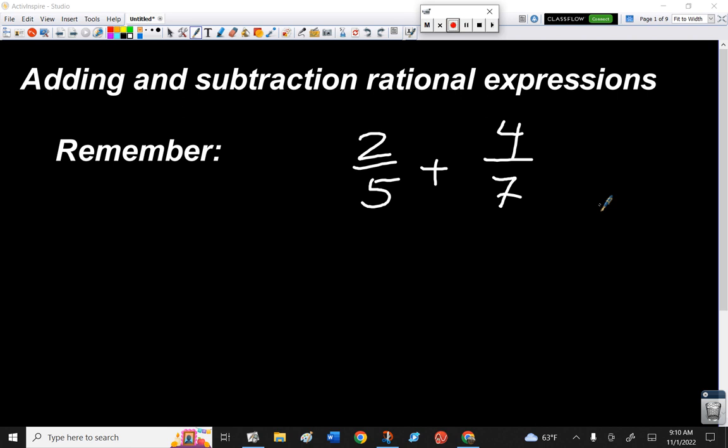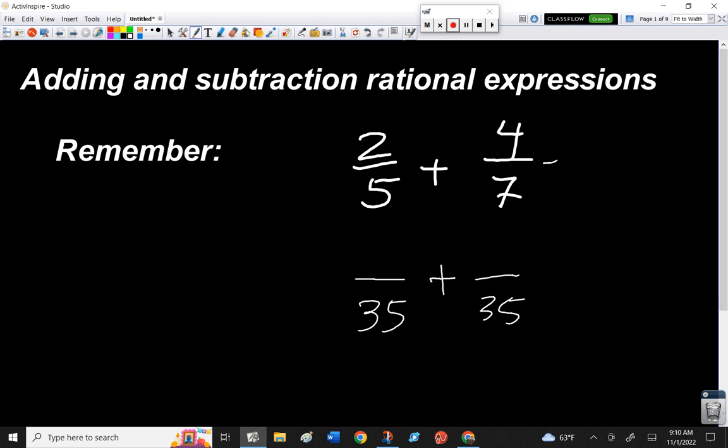Remember, ladies and gentlemen, when in elementary school you were asked to add fractions together, the teacher said we need to find the least common multiple between 5 and 7. In other words, what number can both 5 and 7 divide into, and what's the smallest number? That's a really hard concept for some students. Once you figure it out, 5 and 7 both have 35 in common. If you multiply 5 times 7, you get 35.